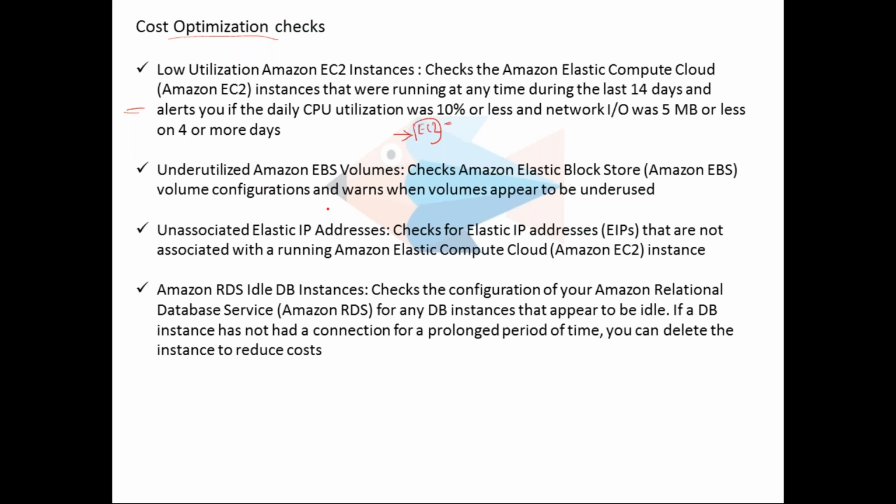Underutilized EBS volumes: if you have an EBS volume and you're not using it. Obviously, unassociated elastic IP addresses: you have created an elastic IP address, but you're not using it. And Amazon RDS idle DB instances: you created an RDS database and you're not using it, it is just idle, not used by any application. These are some of the examples under the cost optimization check.